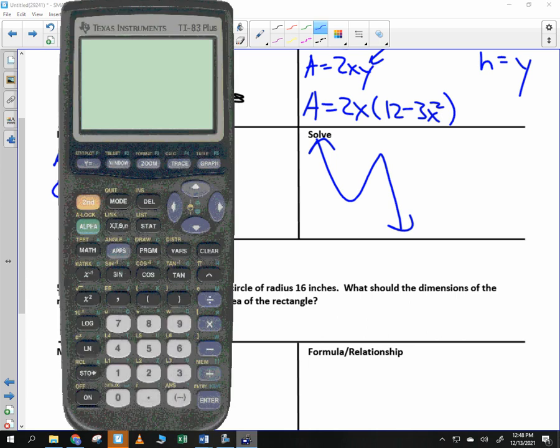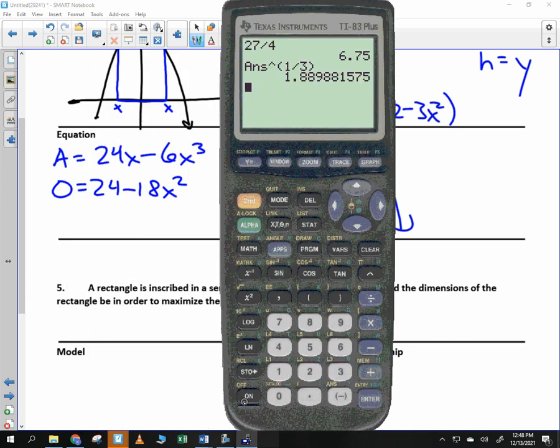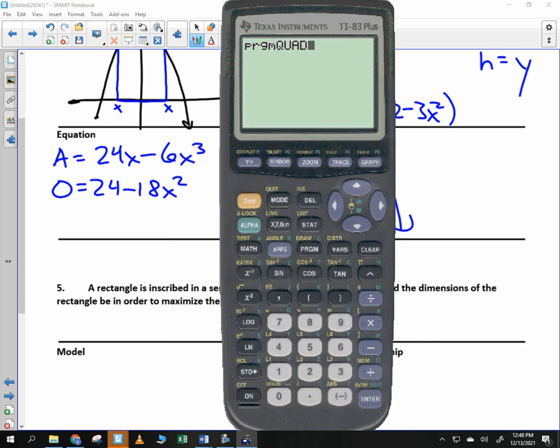Do our calculator. We'll turn it on. Clear. And I can go to program and execute my quads. And I've got my A value is negative 18. My B value is 0. And my C value is 24. And notice I get 1.15. So x is equal to positive or negative 1.15.